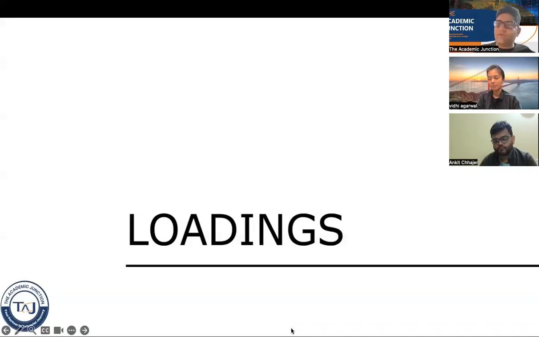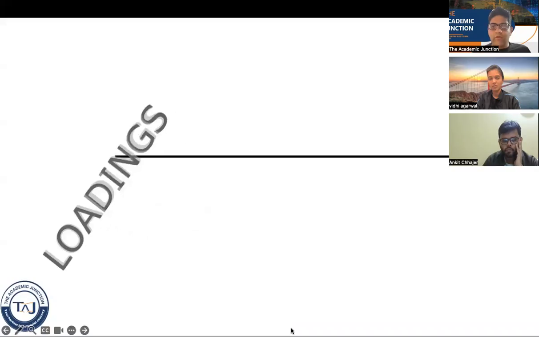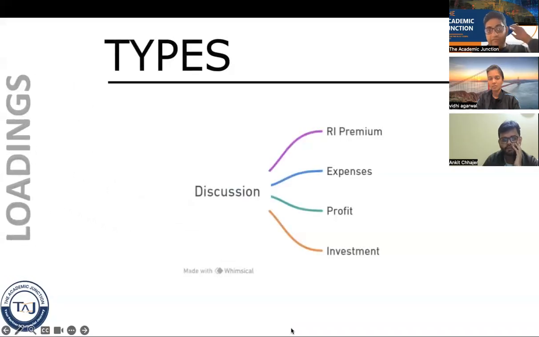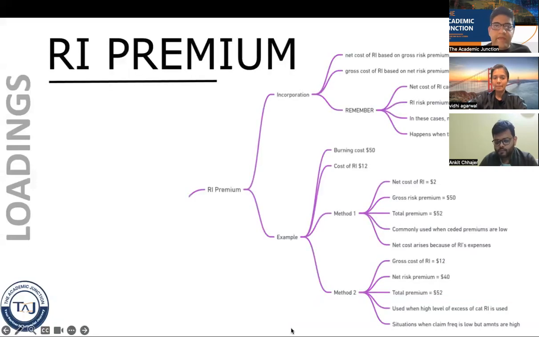And there are other types of loadings. For example, there's something called a contingency load, right? Where you have a risk premium and then you add a contingency margin on top of the risk premium, right? So that's a contingency loading. However, more often than not, that contingency load gets added along with the risk premium in some cases. So the risk premium has a contingency margin baked in, right? So it depends on definitions really. So we are going to primarily be looking at 4 different types of loading today, which is the RI premium, the expenses, the profits, and the investment, right? RI premium is very simple. There are two methods of incorporating RI premium based loading, right?